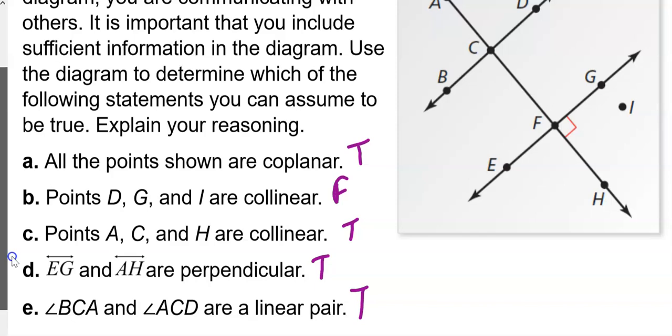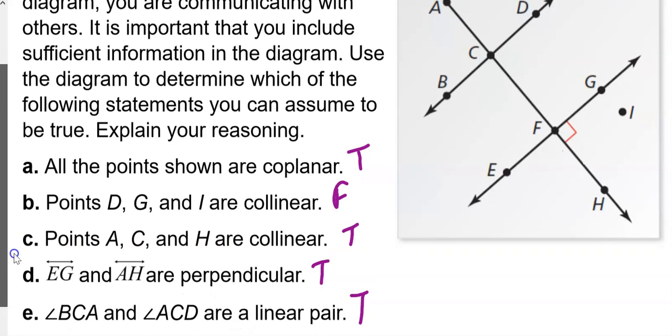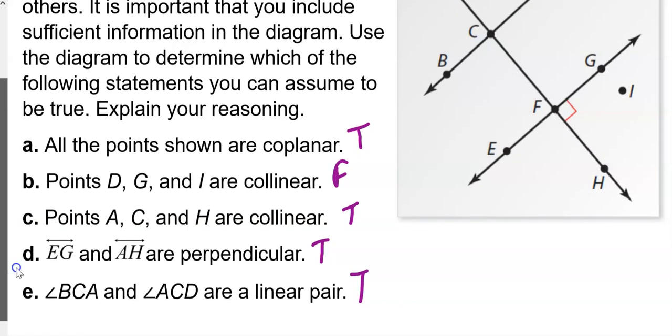E, G, and AH perpendicular. Yes, it's marked. And then also we have angle BCA and angle ACD are a linear pair. So again, you can assume straight angles there. So yes, they're adjacent and supplementary.